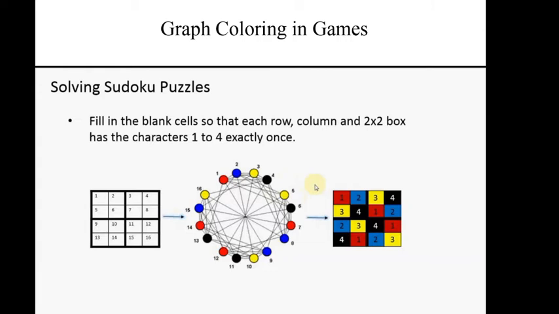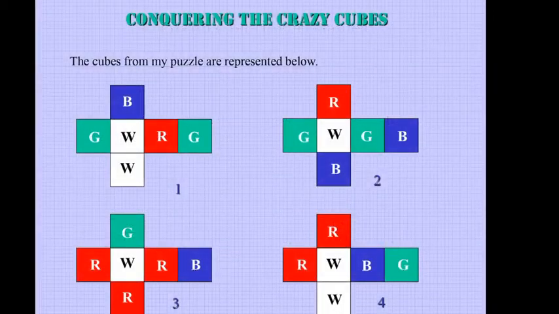Graph coloring in games. Graph coloring is an important concept in graph theory. This concept can be used to solve puzzles like Sudoku. Here a 4x4 problem is solved using graph coloring. So we can conquer the crazy cubes using graph theory.